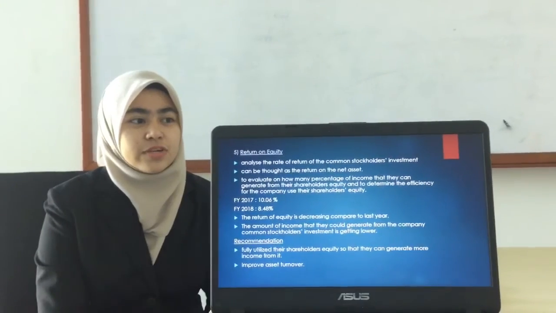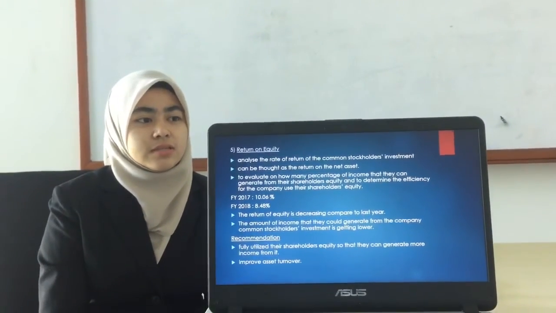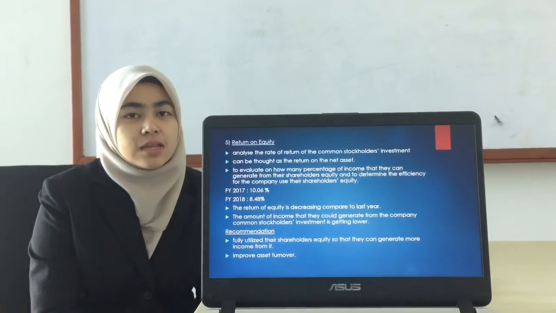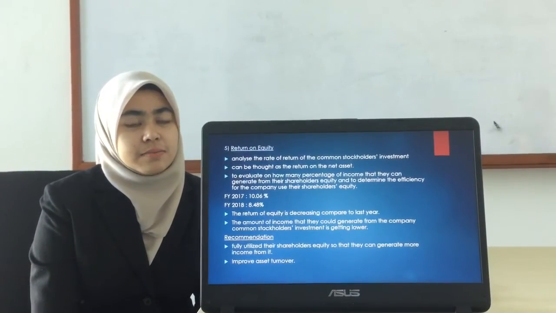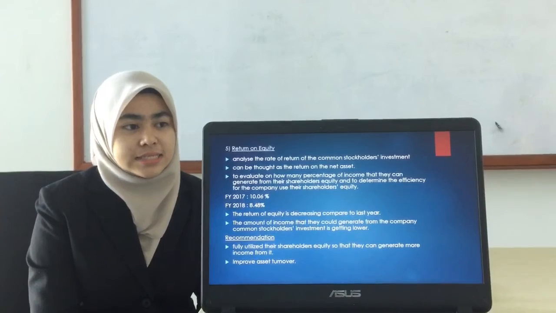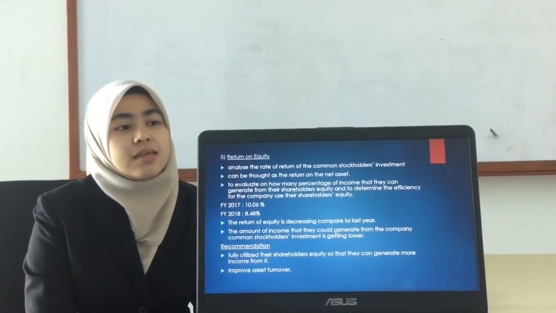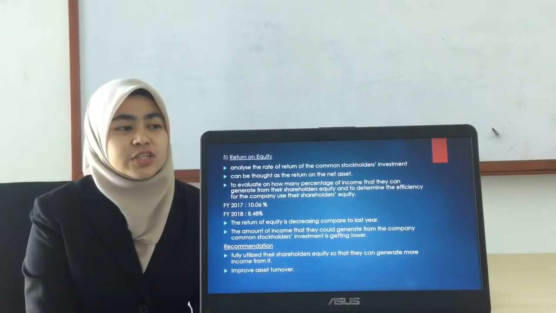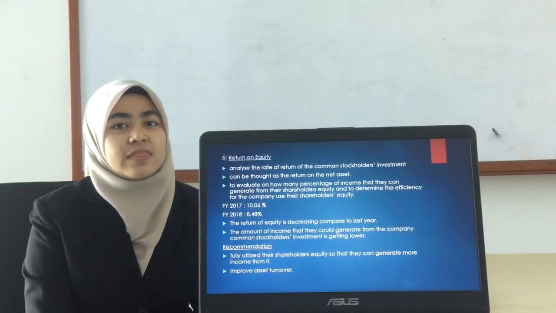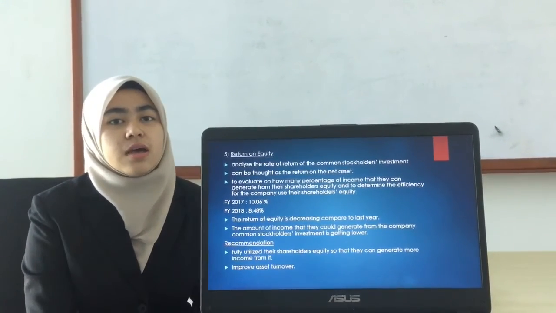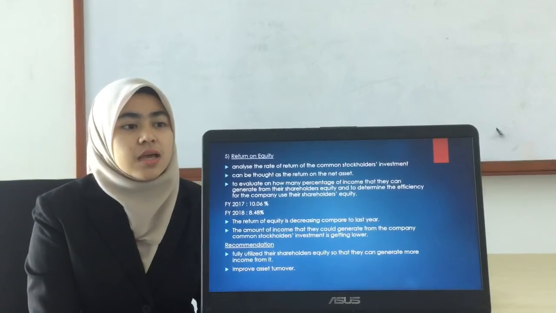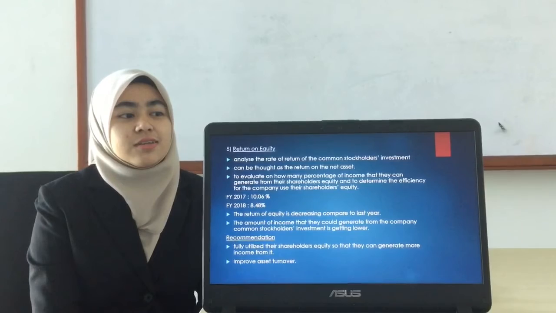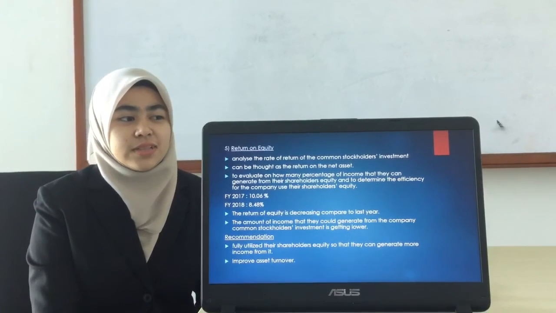The purpose of this ratio is to analyze the rate of returns on the common stockholders' investments, and also it can be a means of measuring the return on the net assets after the company invests its assets. And also, the purpose of the ratio is to evaluate what percentage of income they can generate from their shareholder equity, and to determine the efficiency with which the company uses its shareholder equity.